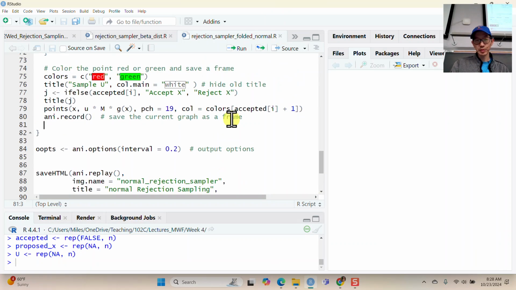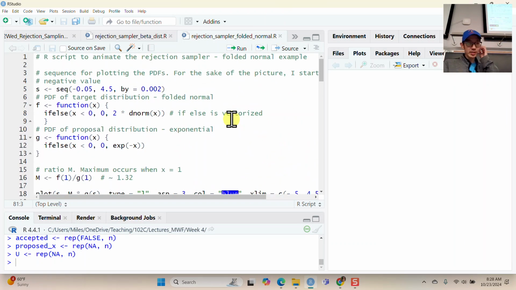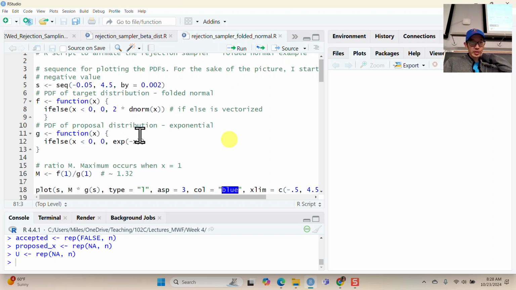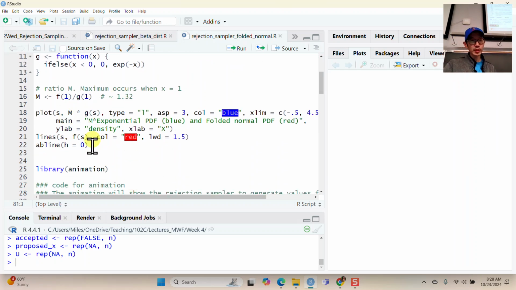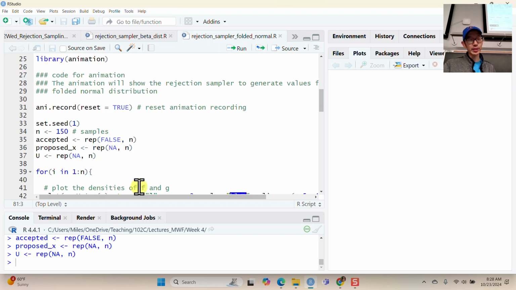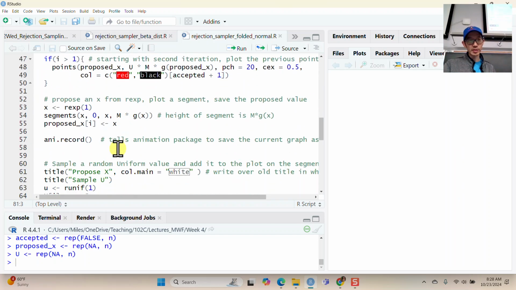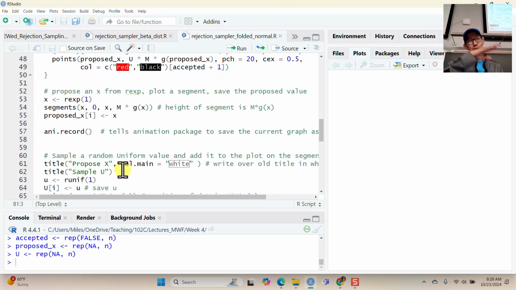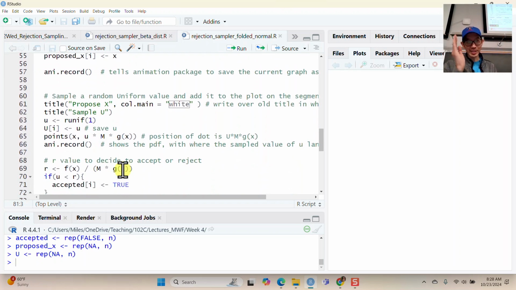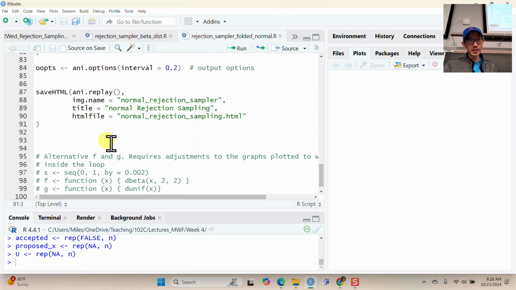So you can play around with the scripts that I've provided, which gives you the PDF of the target distribution, PDF of the proposal distribution, and then runs the code for the animation. There's a package, animation, that allows you to generate a whole bunch of plots, and it saves each plot as a frame, and then it will stitch them together into some kind of file.